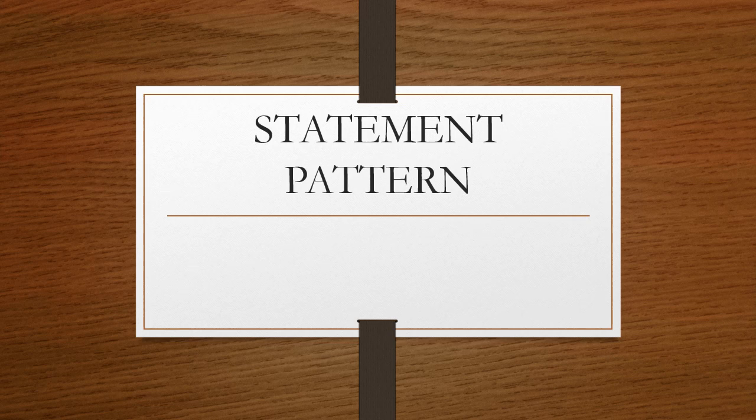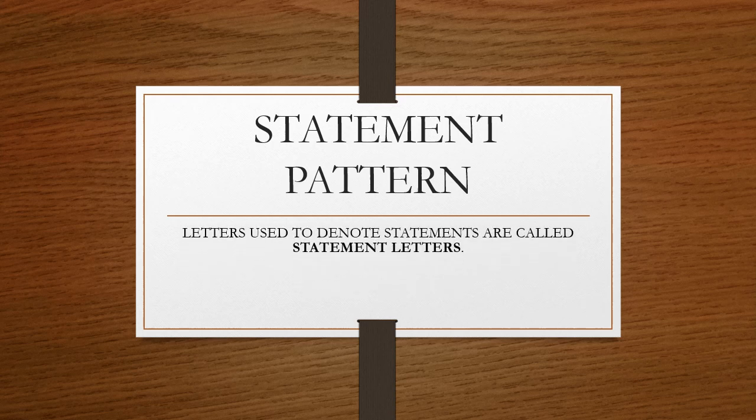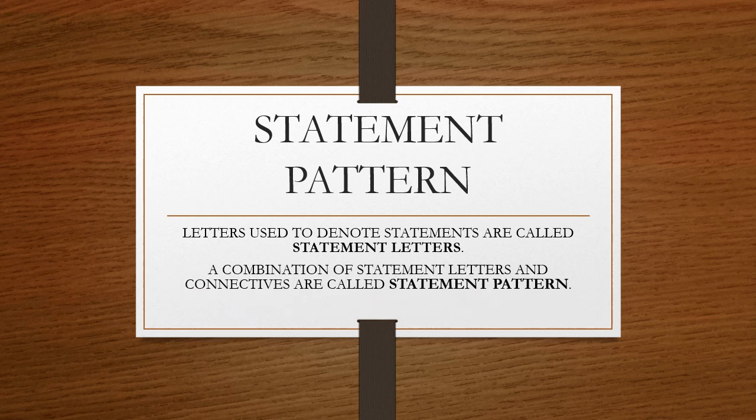Statement pattern. Before knowing the definition of statement pattern, we are supposed to know one thing, that is statement letters. Statement letters means those letters that we use to name a statement or to denote a statement. Suppose small letters P or Q, all these small letters we use to denote a statement, and those small letters are called statement letters. Now a combination of statement letters and connectives is called a statement pattern.